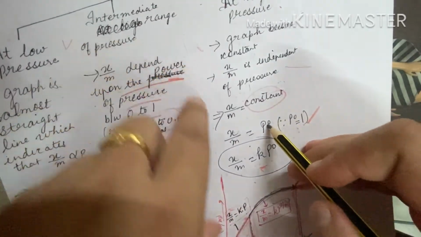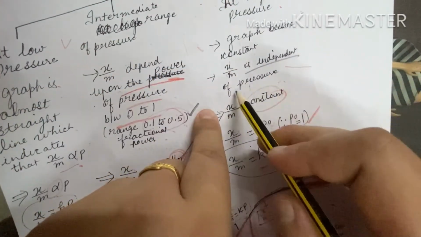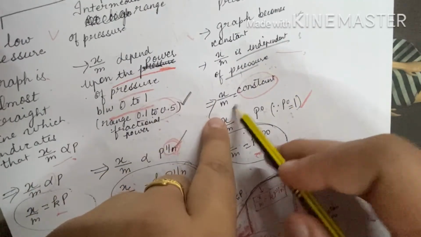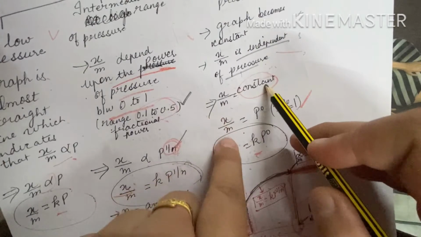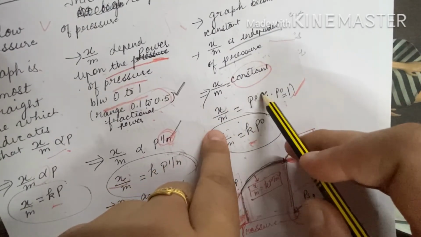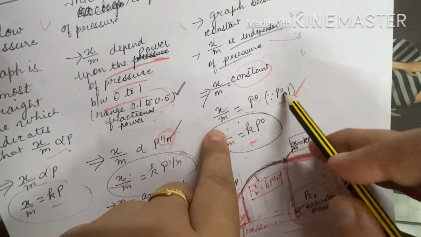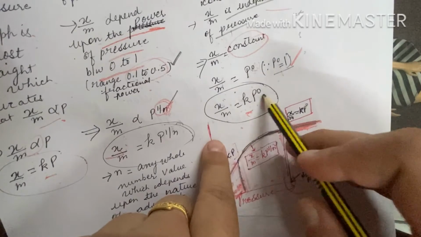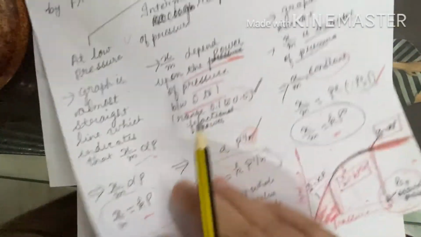And at high pressure, the value of x upon m remains independent of pressure. It remains constant, or x upon m becomes equal to kP raised to power 0. The value of P raised to power 0 is 1. So x upon m is equal to kP naught. Fine.